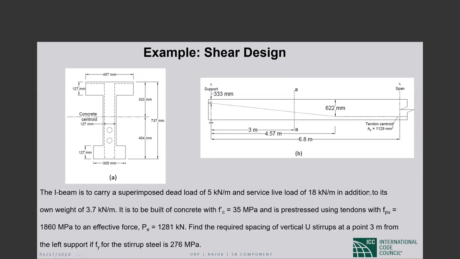Here we have something interesting. We have a linear profile for the strands. The anchoring here goes down to here, then it flattens out in the midspan. We are supposed to figure out the shear design at 3 meters from the support. Overall, the beam center line is at 6.8 meters, which is half of the span. A_p is given to us as 1129 millimeters squared.